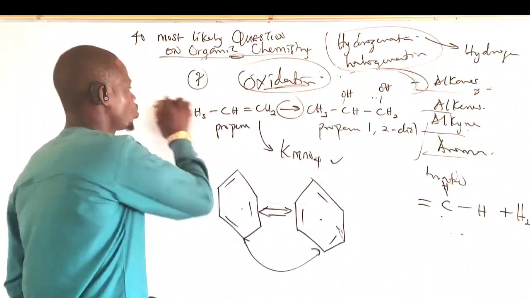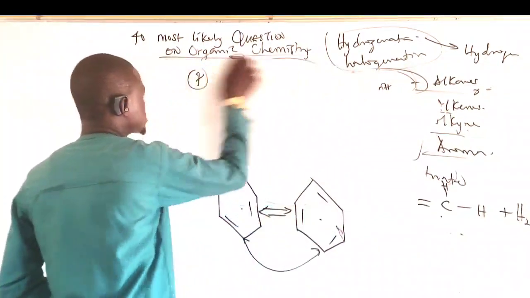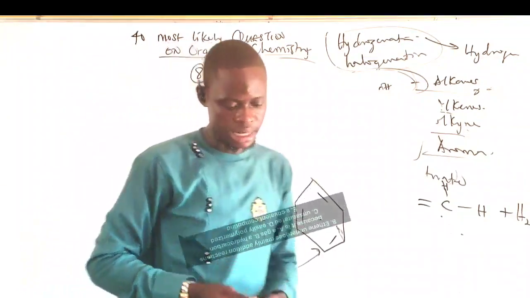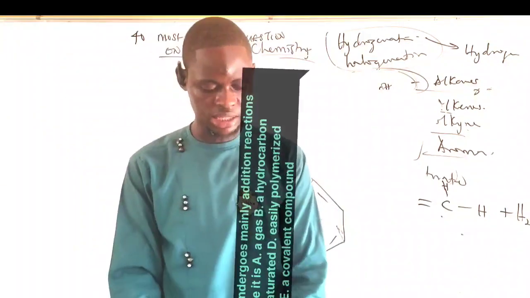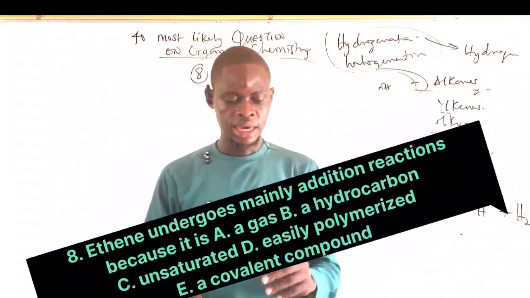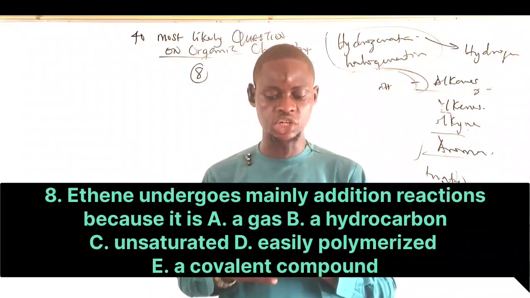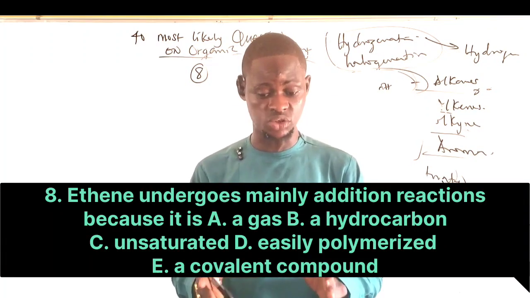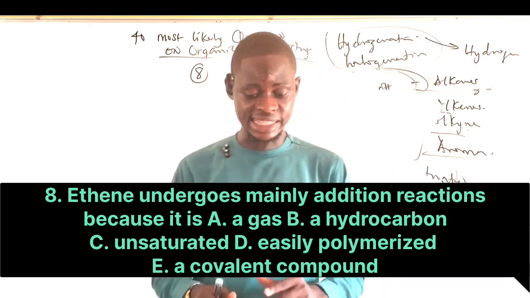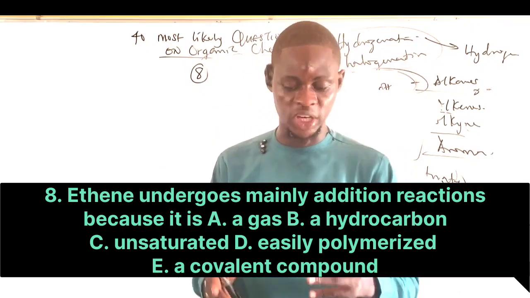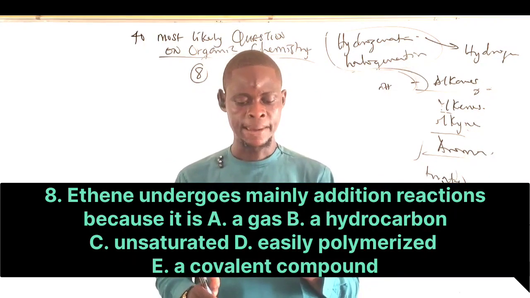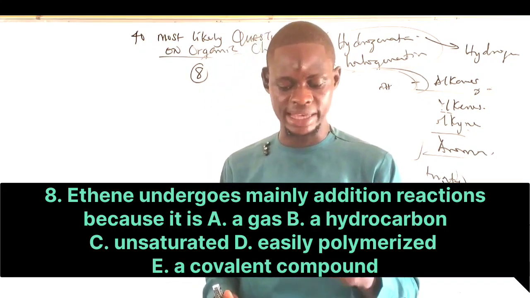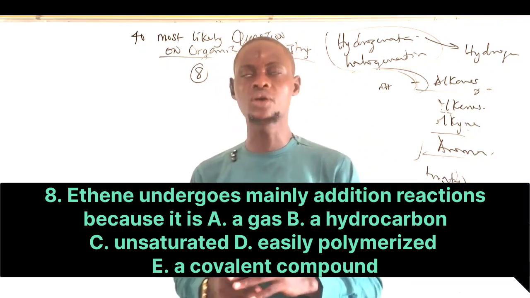Now let's move on to question 8. We're going to question 40. Question 8. Let me take a look at question 8. Ethene undergoes mainly addition reaction. Why is it that ethene undergoes addition reaction? That's what they are trying to ask us here. They said ethene undergoes mainly addition reaction because it is A, a gas, B, a hydrocarbon, C, unsaturated, D, easily polymerized, E, a covalent compound.